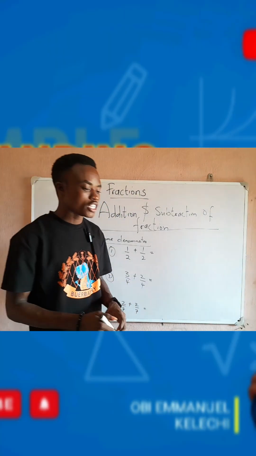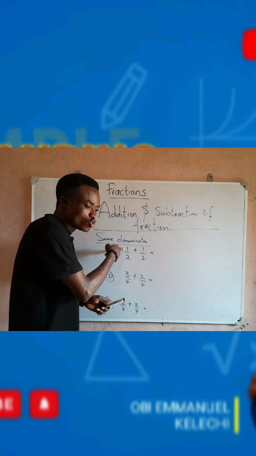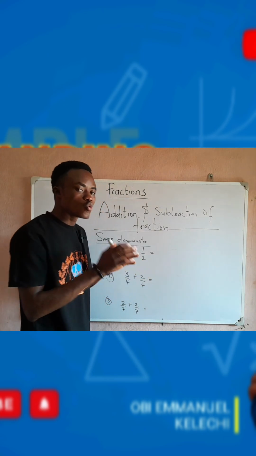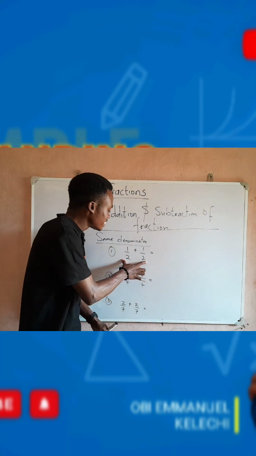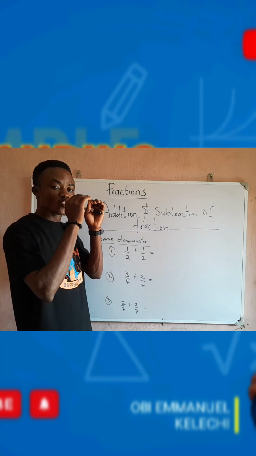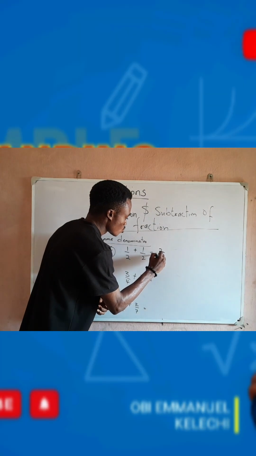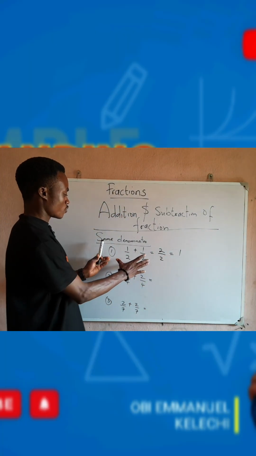When I say denominator, I mean the down number. This is the denominator. This is the numerator. So if you have the same denominator, you only add the numerator. So this is 1 plus 1, which equals 2/2, which equals 1. That's for the first one.